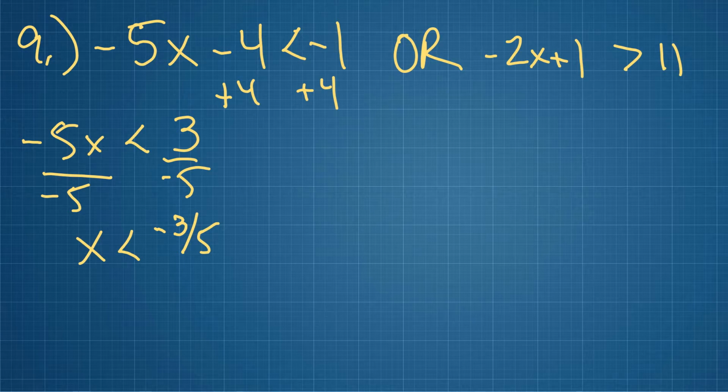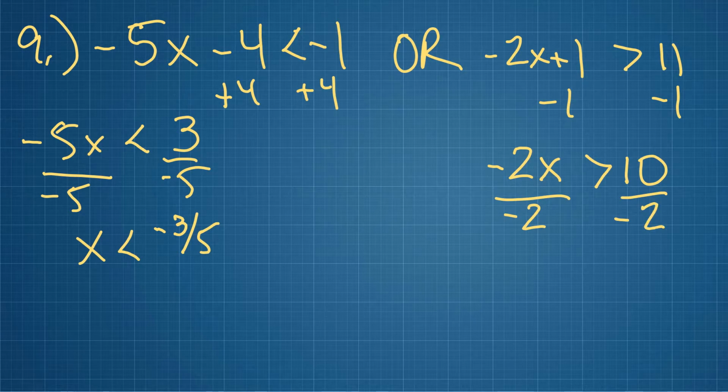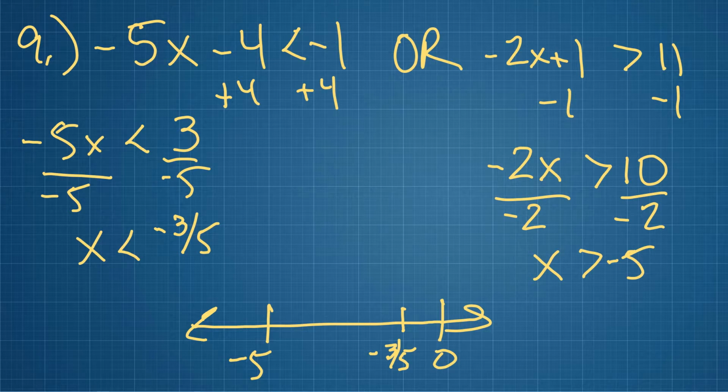Now, the second half, I'm going to subtract 1 from both sides. I get negative 2x is greater than 10. I divide by negative 2, divide by negative 2. I get x is greater than negative 5. Now I'm going to make my graph. All right. They're both open circles. It's less than negative 3/5, so I shade to the left. It's greater than negative 5, so I shade to the right. And there's my graph.